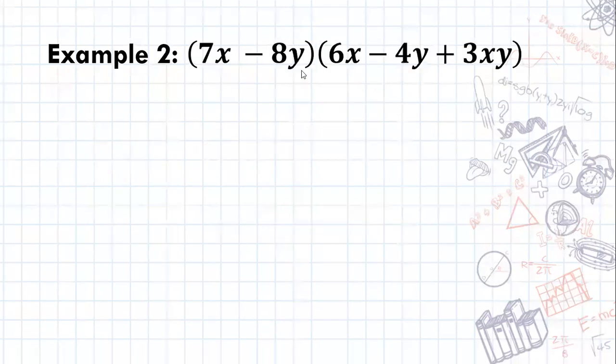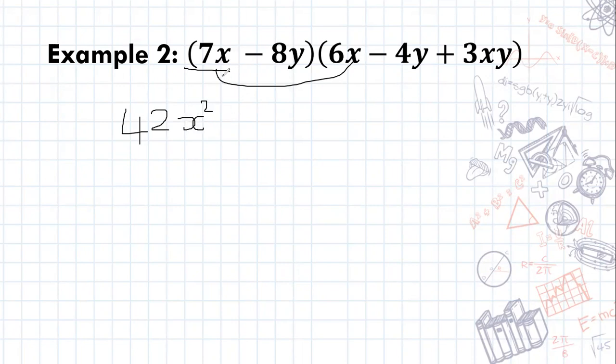So our second example, we have a binomial multiplied by a trinomial. So again, we're going to multiply every term in the second bracket with every term in the first bracket. So we've got 7x, and we're going to multiply it with 6x. So 7 times 6 is 42, and a positive times a positive is a positive. So we don't need to write any sign. x times x is x squared. Then we do the next one, 7 times minus 4y. So plus times a minus is a minus. 7 times 4 is 28. And x times y is just xy, and we write it in alphabetical order.